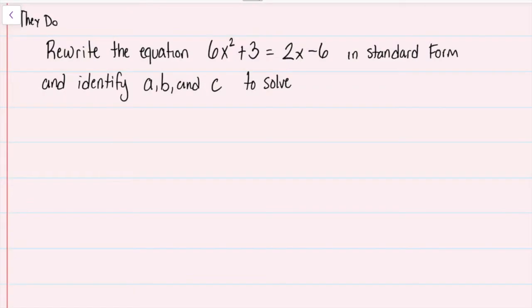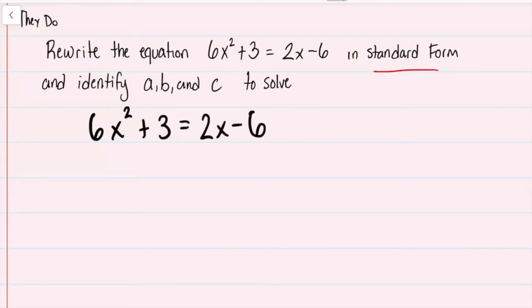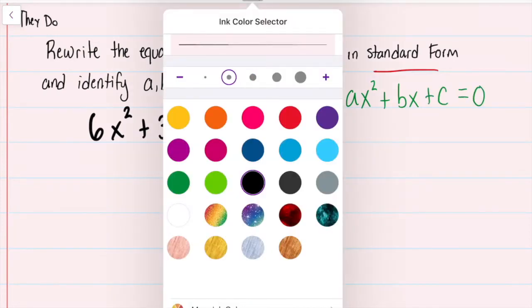Now we want to use the famous quadratic formula to solve this problem. But to do this, here's the hint they gave you. You want to turn it into standard form. So we have 6x squared plus 3 equals 2x minus 6. A little refresher, guys. Standard form is basically when you have it in the form ax squared plus bx plus c equals 0. So let's go ahead and do that right now, guys.